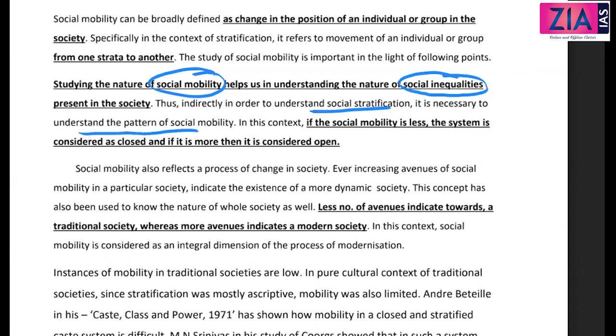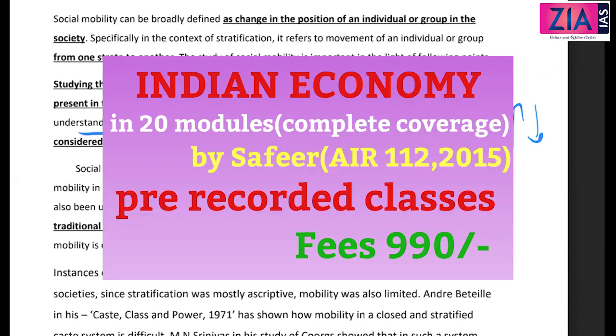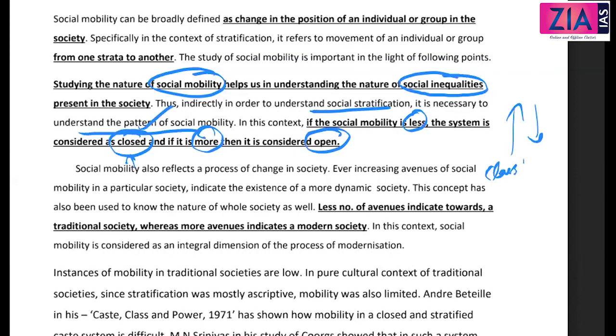In this context, if the mobility is less, the system is considered closed. You remember this? If the movement is not possible, what is that system? Closed system. And if it is more, what does that mean? Open system. So class is an open system. Why? Because you can be born in a lower class and become upper class easily. Caste is a closed system.